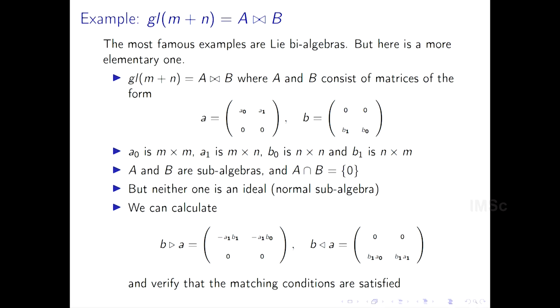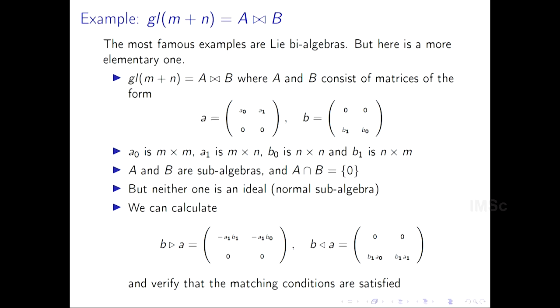The most famous examples of matched pairs are Lie bi-algebras. The most famous examples are when A and B are of roughly equal size and they are dual to each other with respect to an inner product in S. In that case, it is a Lie bi-algebra. But that's not necessary. The idea of a matched pair of Lie algebras is more general than the idea of a Lie bi-algebra. I'll give an elementary example of a bi-cross product of Lie algebras, bi-cross sum, I should say, of Lie algebras.